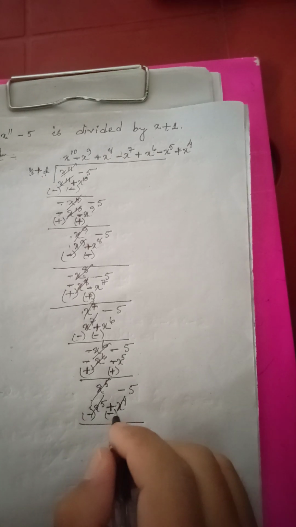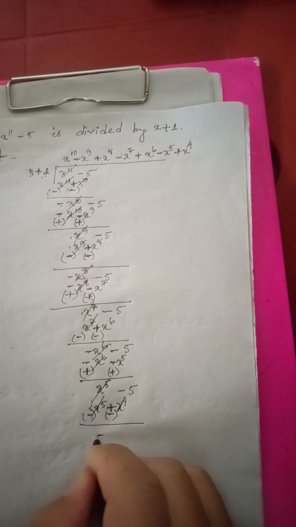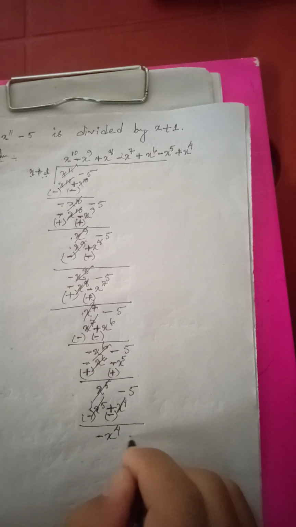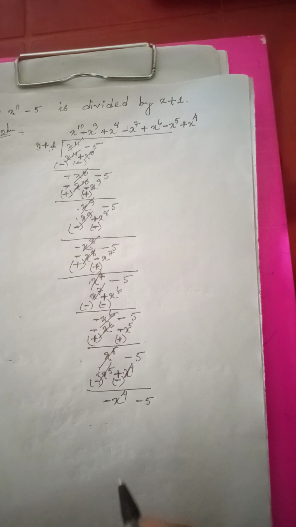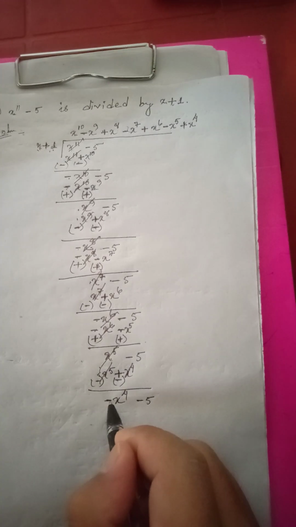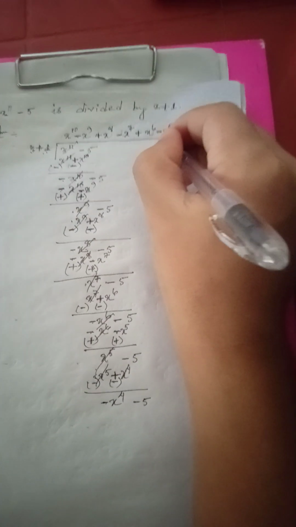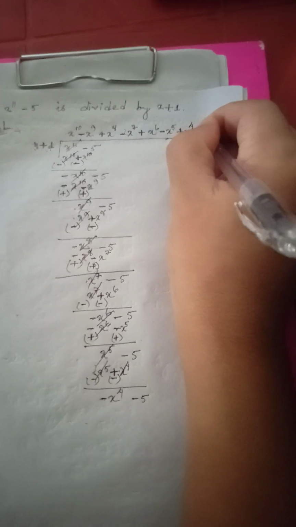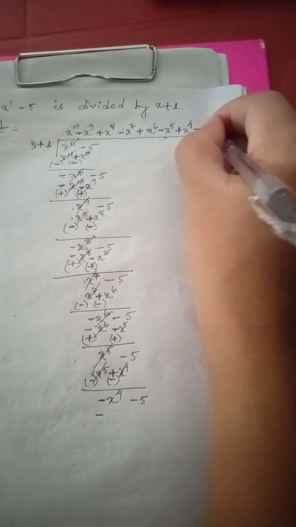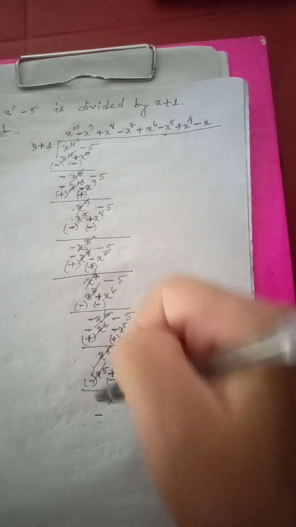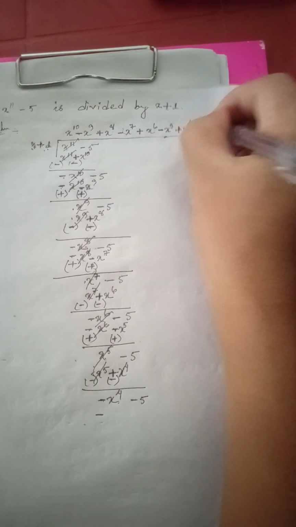After that, it should be x minus x power 4 minus 5. And what is the sign that we have? It is minus. If it is minus, then we have to write minus here. Now, minus into plus will give you minus. And x, how many times should it multiply with in order to get x power 4? It is x power cube.